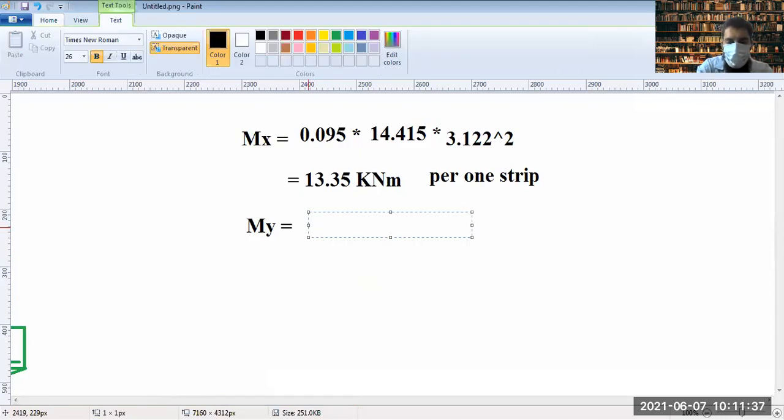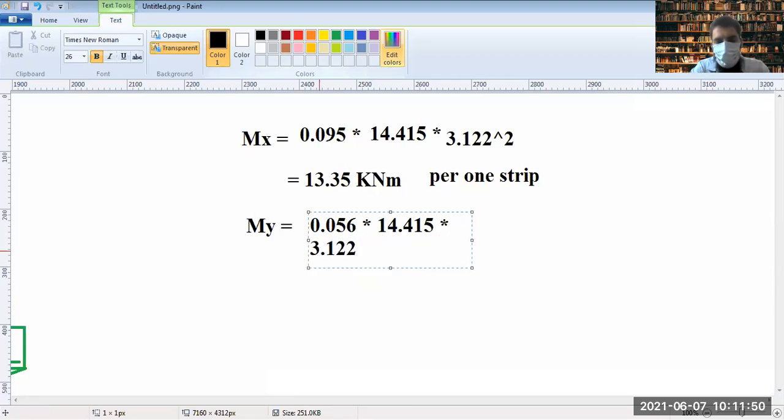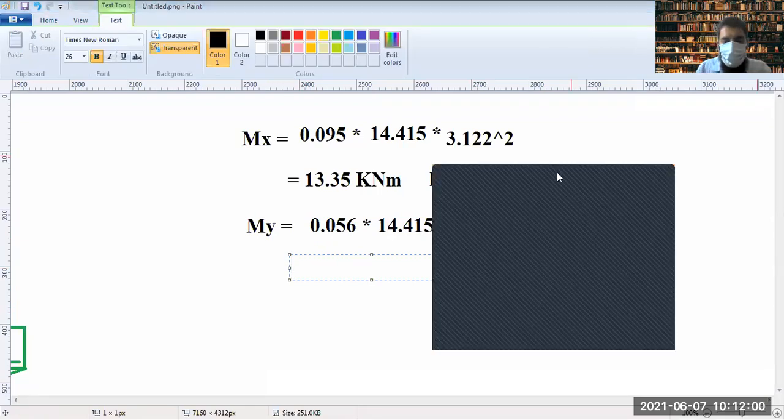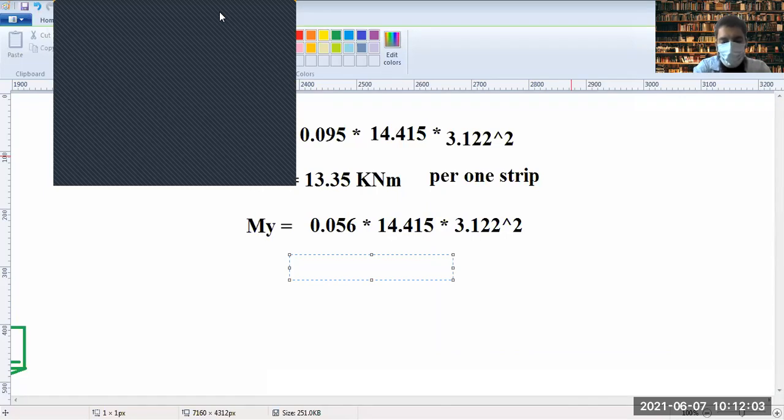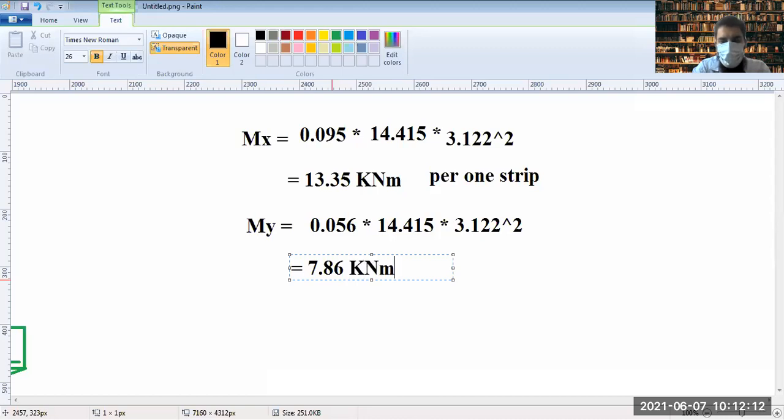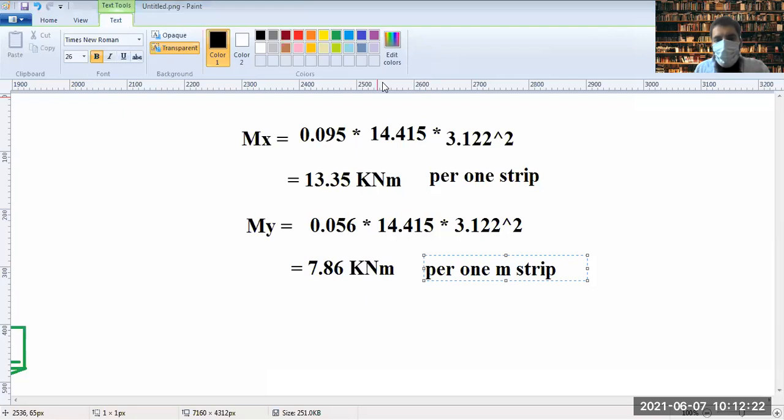This is 0.056 cross 14.415 cross. Again along the x direction itself, because both have been resolved along the x direction. 7.86. This is for 1 meter strip of the area.